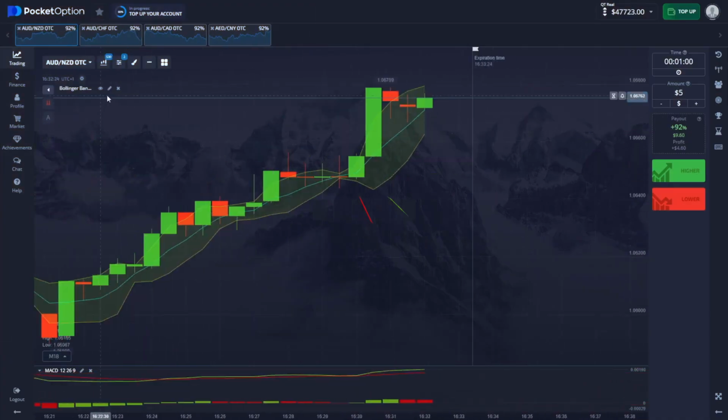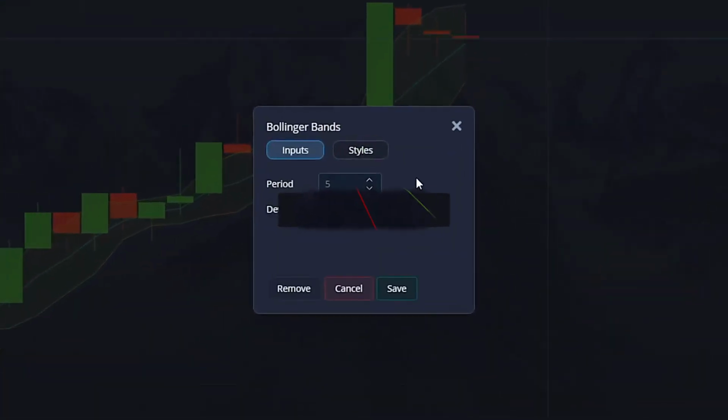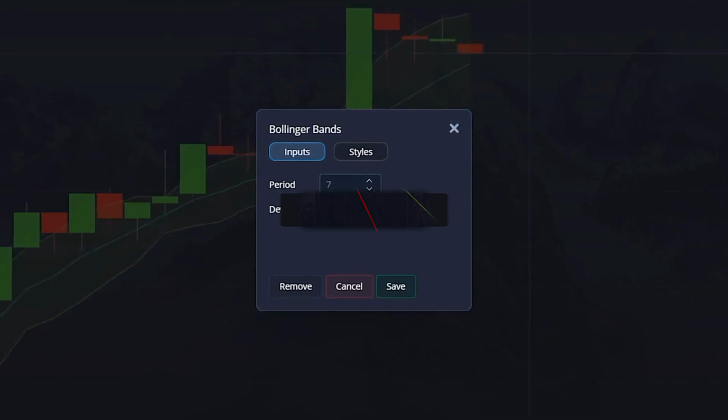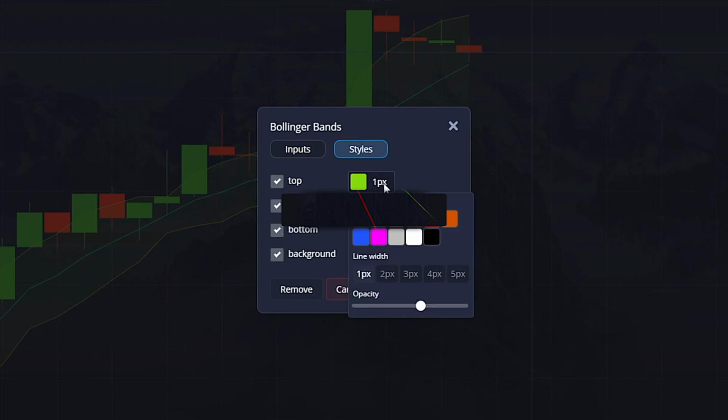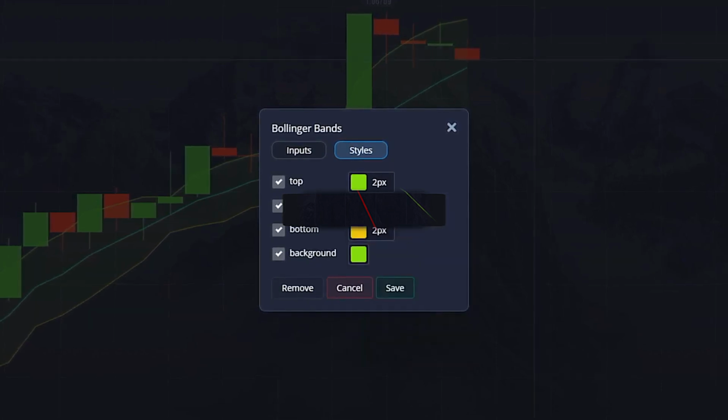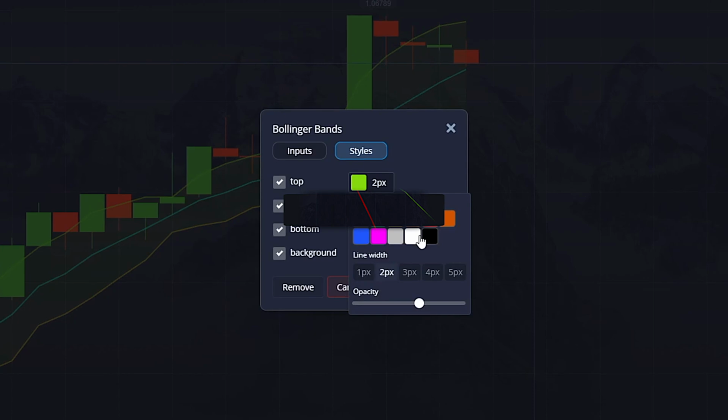I'm almost ready to start trading. If you have any questions about setting up our trading platform, I always cover that in my Telegram channel. The only thing we need to focus on right now is the indicator settings. For Bollinger Band, set the period to 7, deviation to 1.01. Change all line styles to 2 pixels. Make the top line white, leave the middle line green, and make the bottom line red.